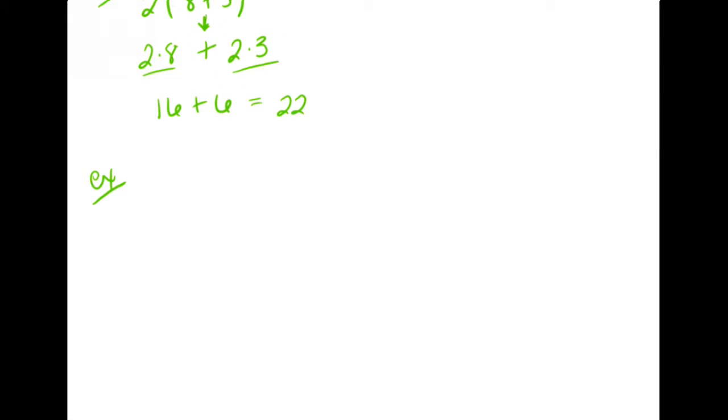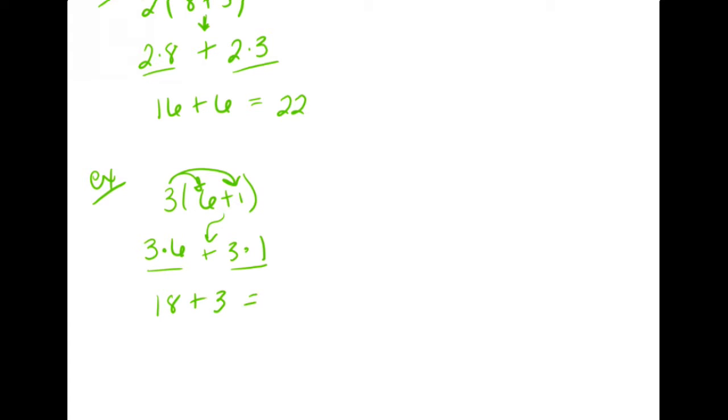Let's do another one. What if I have 3 times the quantity 6 plus 1? I'm going to distribute the 3. So I get 3 times 6. I'm going to carry down this plus sign. 3 times 1. Do my multiplication. And then finish with my adding. Now I'm able to add for these final numbers here because what I'm left with was just 2 numbers and it was easy to put them together. But in just a minute I'm going to show you some examples of things that you cannot add together. And so our answers are going to look a little bit different.